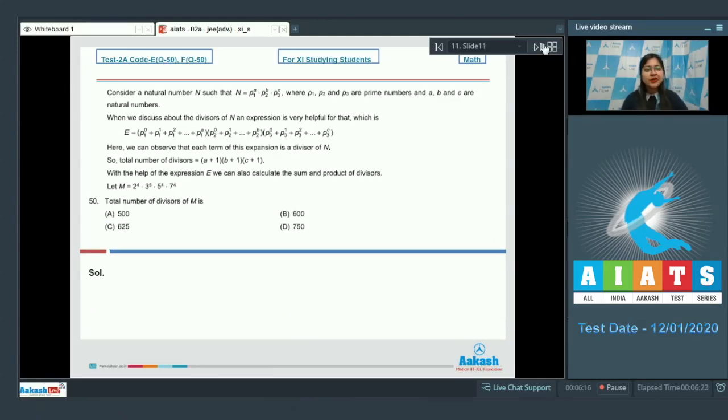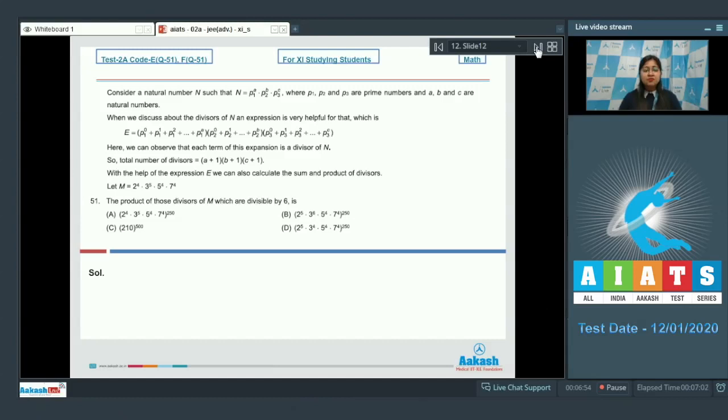Next is question number 50. A very simple question. Total number of divisors of m. Total number of divisors of m will be, see in here power we have 4. So this is 4 plus 1 into 5 plus 1 into 4 plus 1 into 4 plus 1. So that is equal to 5 cube into 6. So that is 125 into 6, that is 750. So correct answer is option number D.